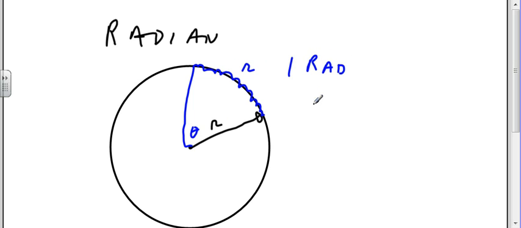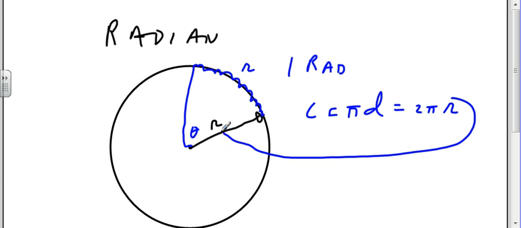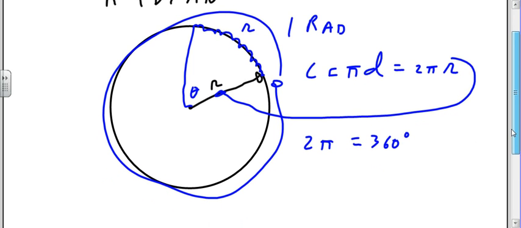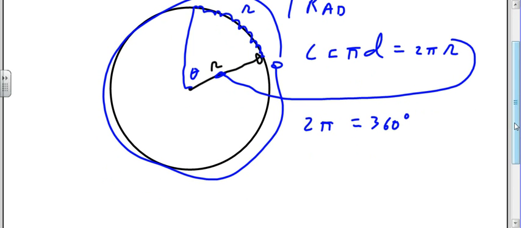Well, what's the circumference of a circle? Pi d, right? 2 pi r. Wait a minute, this r is the same as that r, right? So 2 pi is the same as going around the circle once. So 2 pi is the same as 360 degrees. So that's how we do that.